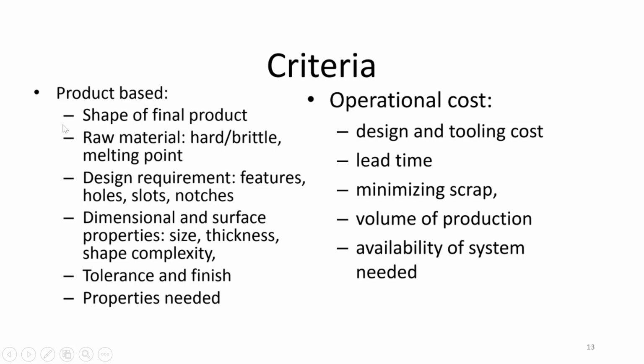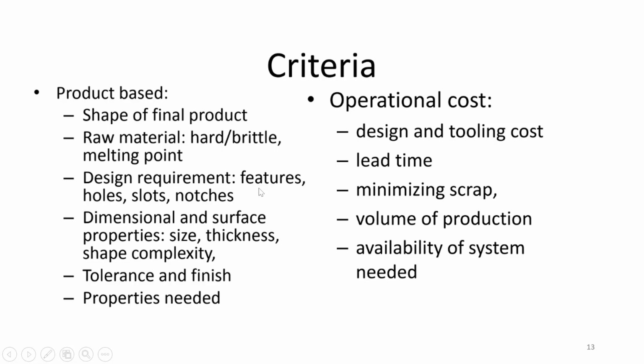First is the shape of the final product. What shape you require, or what is the size of the product that you require, or the raw material that you require, which can be hard or brittle, or what its melting point is. These also will decide what manufacturing process you choose. Design requirement.